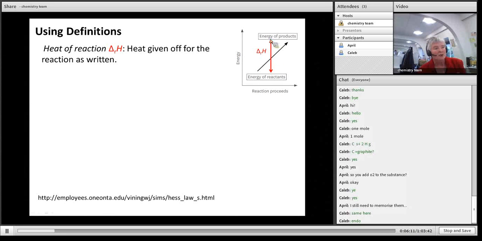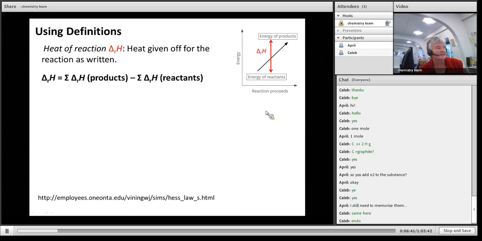Okay, so that energy will be the same regardless of which way I get from those reactants to those products, whether I do it in a single step or whether I do it in 10 steps. I'm going from energy of reactants down here to my energy of those products up there. Okay, and that's what we're going to be using in Hess's law.